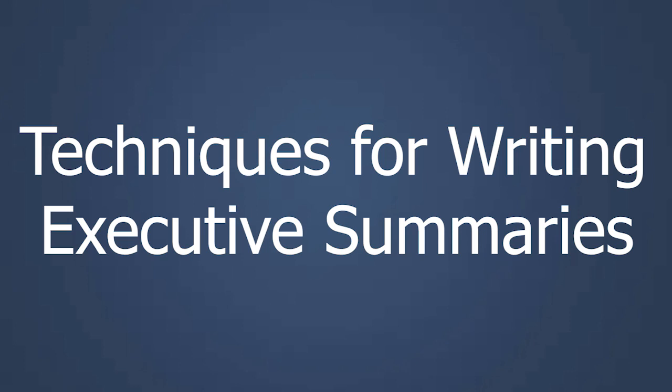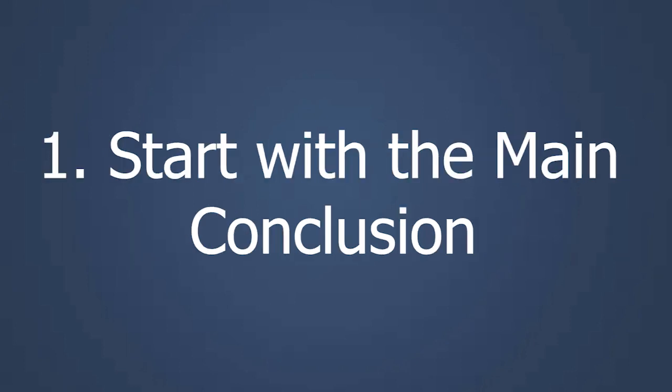Techniques for writing executive summaries. Start with the main conclusion. Begin your summary with the most important conclusion, finding, or recommendation. This sets the context for the reader right from the start.